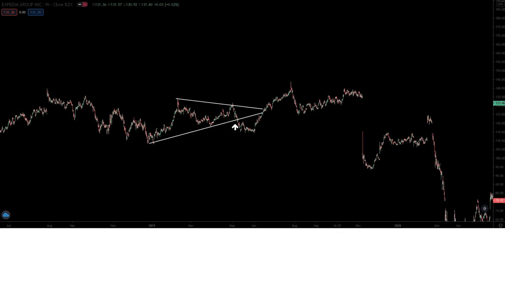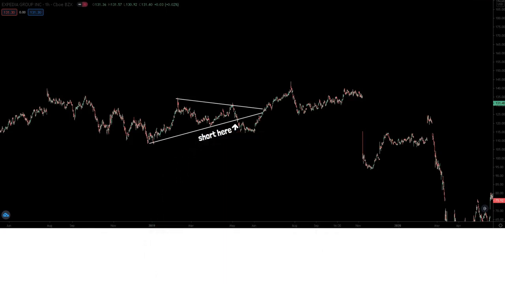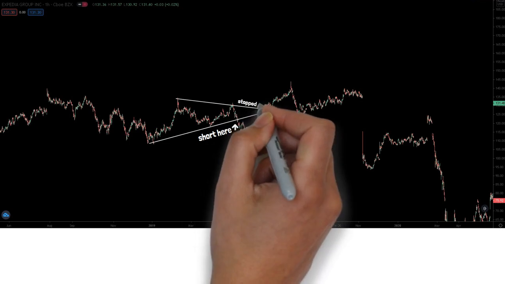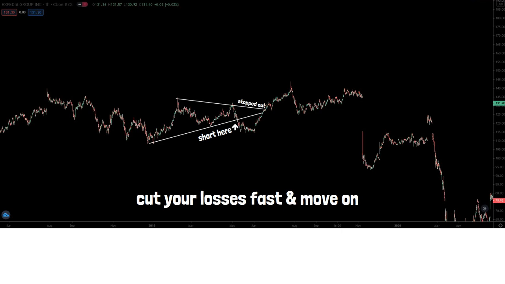In this example, we have Expedia hourly chart. Going short on the break of support where the arrow is would have been a losing trade. Initially, it was a winning trade, but it slowly reversed and traded back up where we should be stopping out. It doesn't matter that it tanked in price later on in the chart. We don't know that could happen in real time, so it's a best practice to cut your losses short and move on.